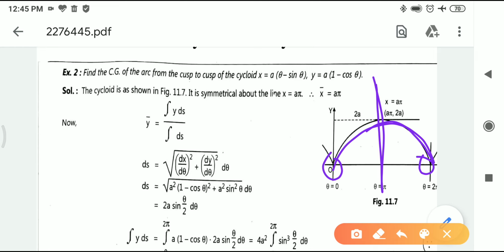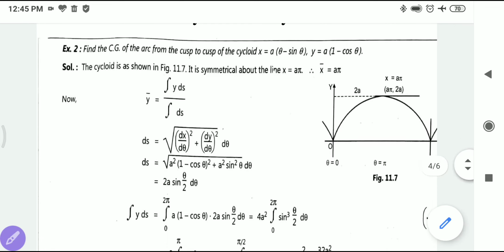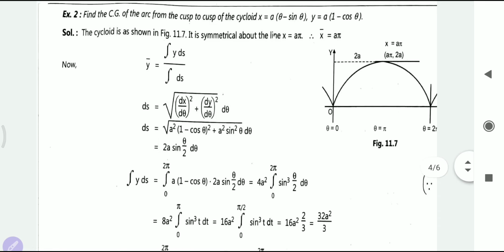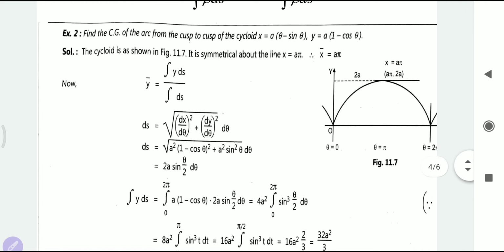Now what do you want to find out? Only we want to find out the coordinate of y. So we are supposed to find out y bar. Your x bar is fixed here, it will be a pi. Now we want to find out y bar. So we'll substitute in the formula. ds is equal to under root, since we are having a parametric curve, the formula is (dx by d theta) square plus (dy by d theta) square. So we will find out the value of ds first, then we are going to find out y ds, where y we already have.